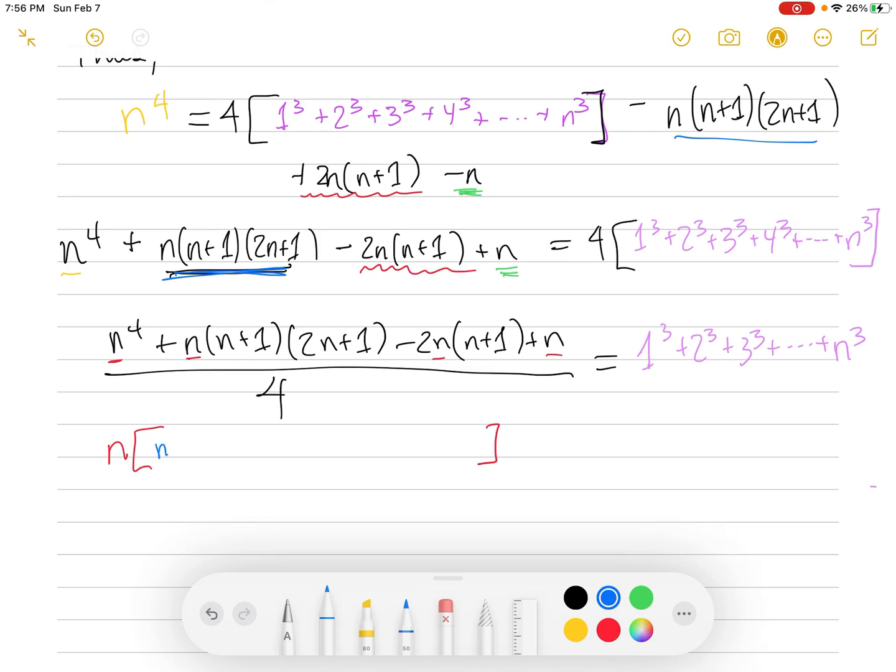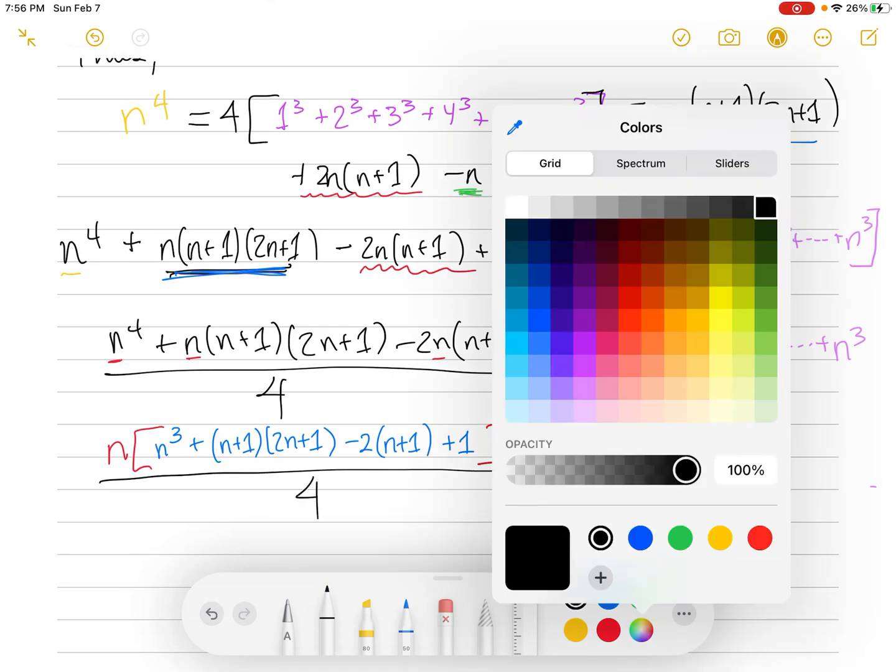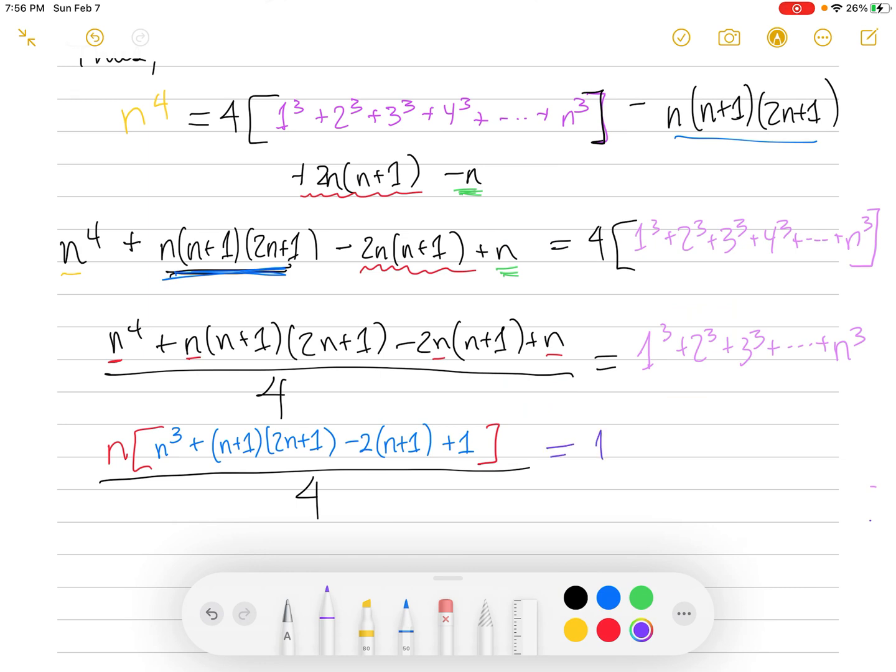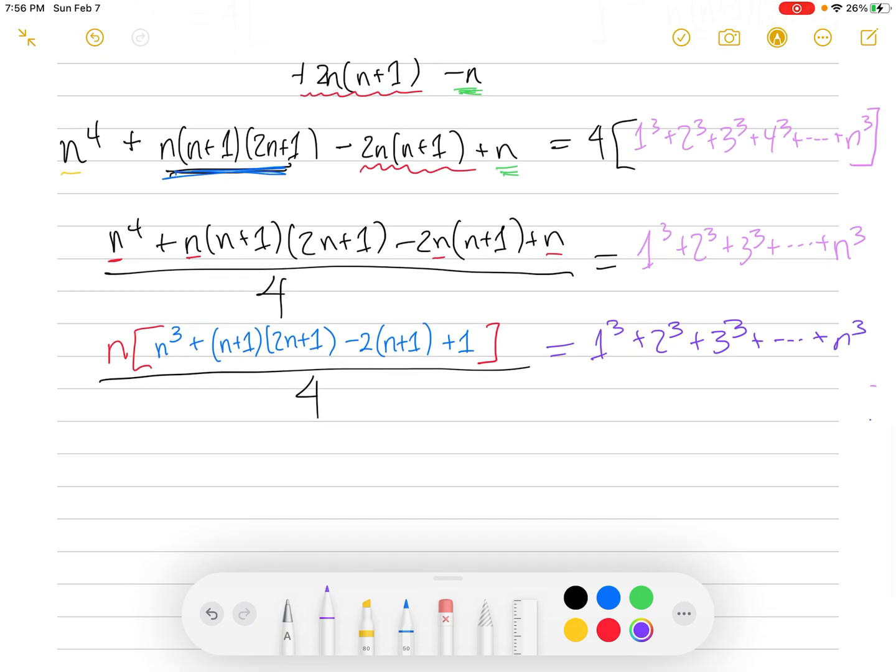We're going to be left with n to the third plus n plus 1 times 2n plus 1 minus 2 times n plus 1 plus 1. That's what happens when we pull a red n out of those 3 terms. Now this is all over 4, and this is all equal to that sum of cubes, 1 cubed plus 2 cubed plus 3 cubed plus n cubed. All right, so I've already factored out that red n. I'm going to work on the blue stuff.